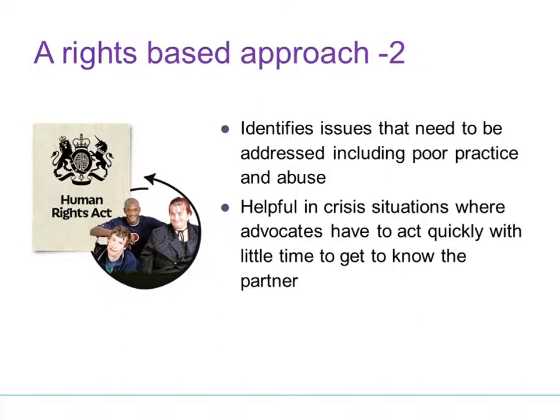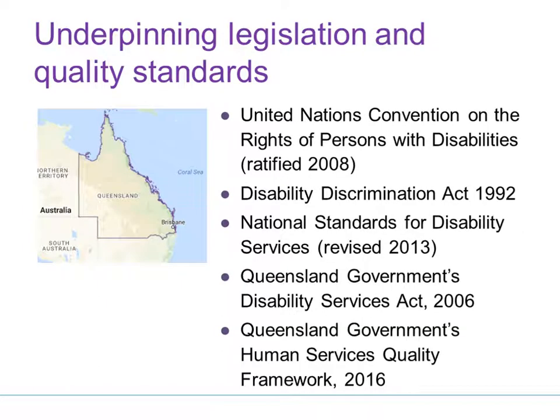It's about identifying the issues that need to be addressed. This could include poor practice and abuse, and this approach is helpful in crisis situations where an advocate is called in to have a look and make a judgment around what's happening to an advocacy partner. Often there's a need to act quickly with little time to get to know the partner.